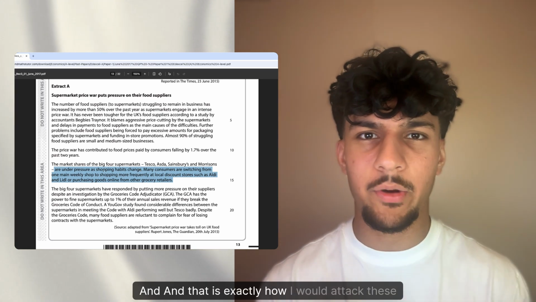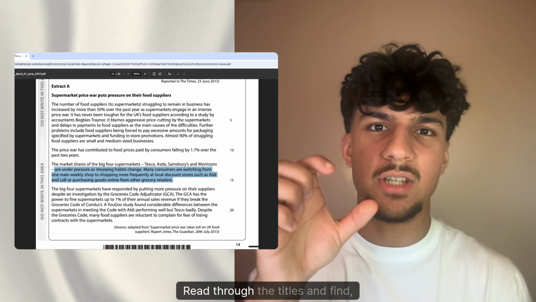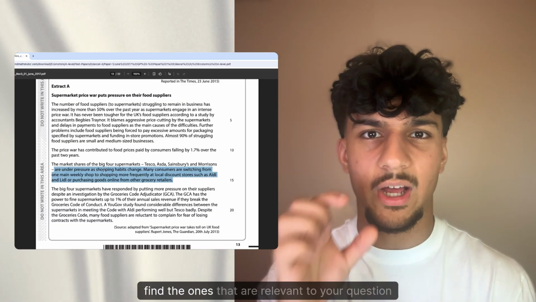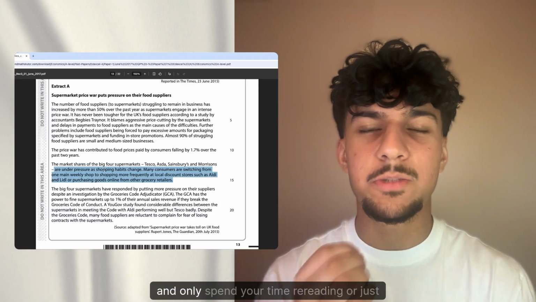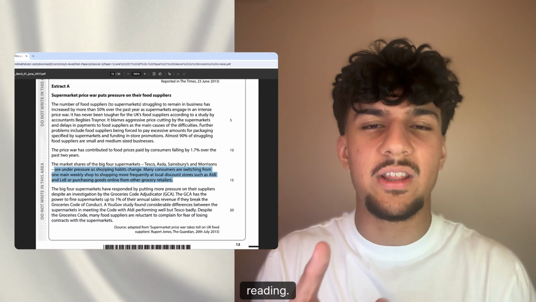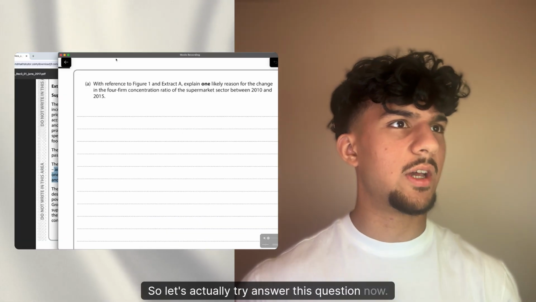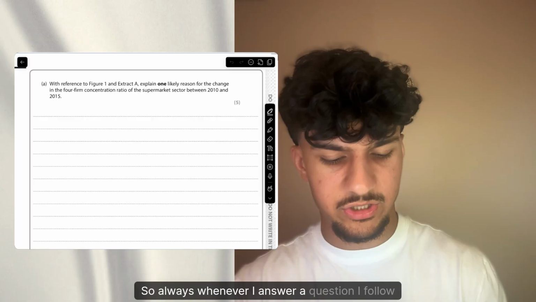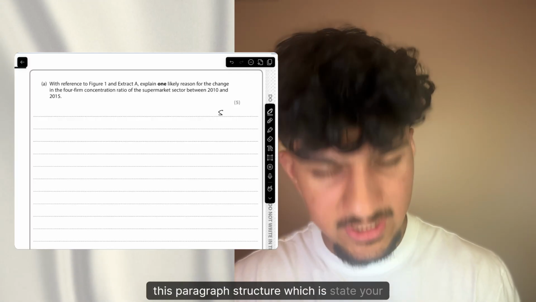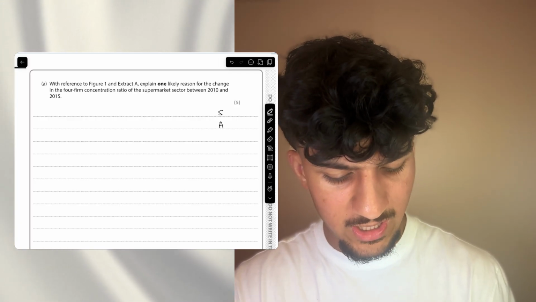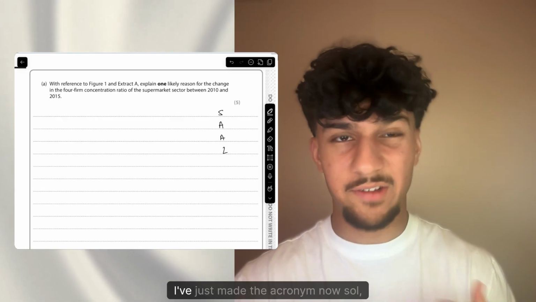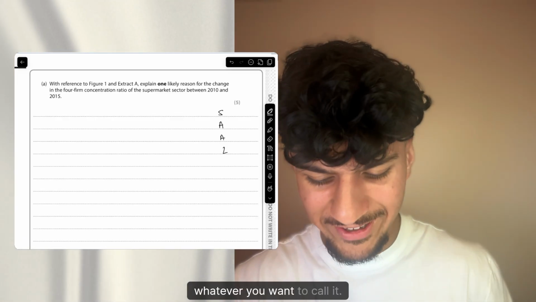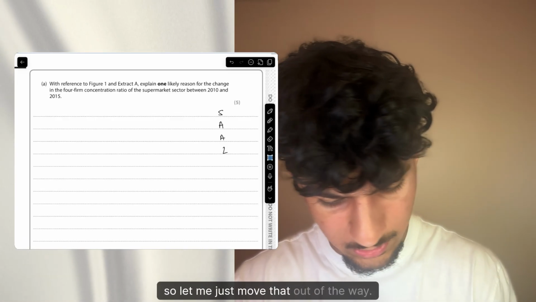And that is exactly how I would attack these extracts. Read through the titles and find the ones that are relevant to your question, and only spend your time reading them. So let's actually try to answer this question now. So obviously I've read the question. Whenever I answer a question, I follow this paragraph structure, which is state your point, application, analysis, link back to question. I've just made that acronym now, SAL, whatever you want to call it. But yeah, so let me just move that out of the way.